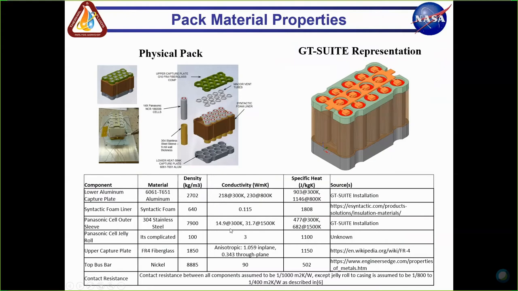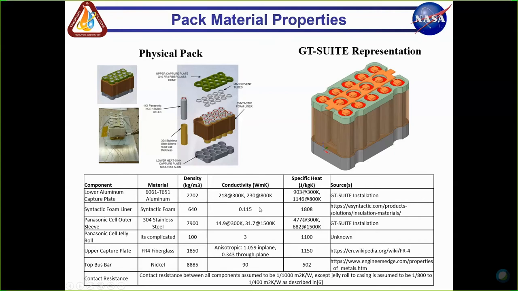Now, a little bit about the pack material properties that we're assuming. I know some of the audience asked a few of these questions in the original presentation. This table shows what our assumptions were and the sources we got this information from. Starting with the lower aluminum capture plate, we're assuming basic aluminum material. Here you can see the properties for conductivity, specific heat, and the source. We're just using our standard GT-SUITE values for aluminum there.